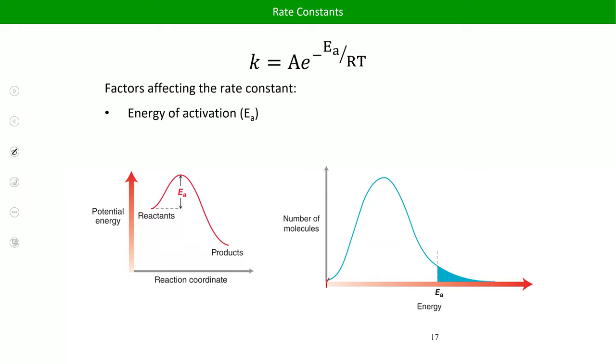So this shape, this bell curve-ish thing that goes off to infinity in the positive direction but stops at zero here, is a Boltzmann distribution. It's similar to a Gaussian distribution. And that's where these equations that have this e to the minus activation energy over RT term come from: the Boltzmann distribution.